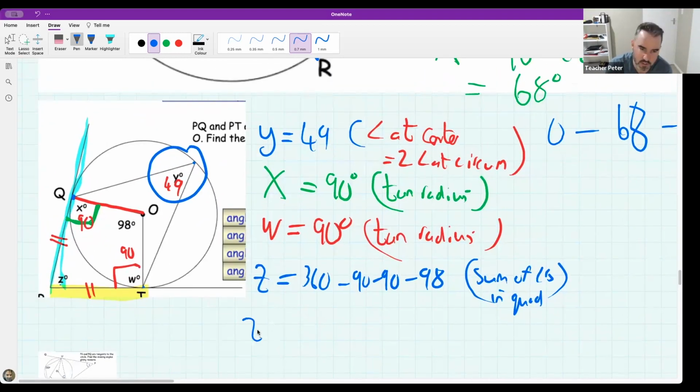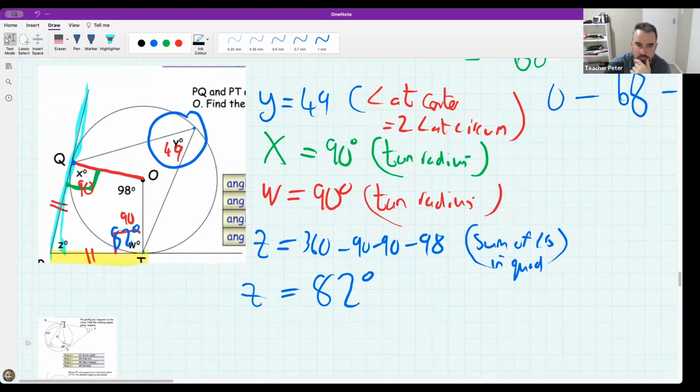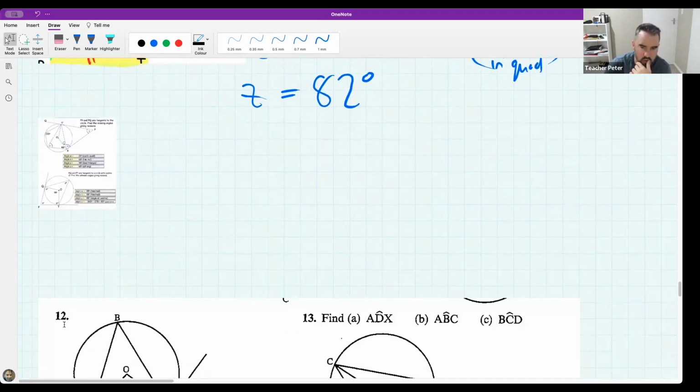And what is Z going to be then? That was quite a sneaky one, the way those tangents were hiding like that, on the tangent and the radius relationship. Yeah, so this is going to be 82 degrees. So this one over here is 82 degrees. Okay, take a screenshot if you need to. But then we're going to move on. All right. Cool.